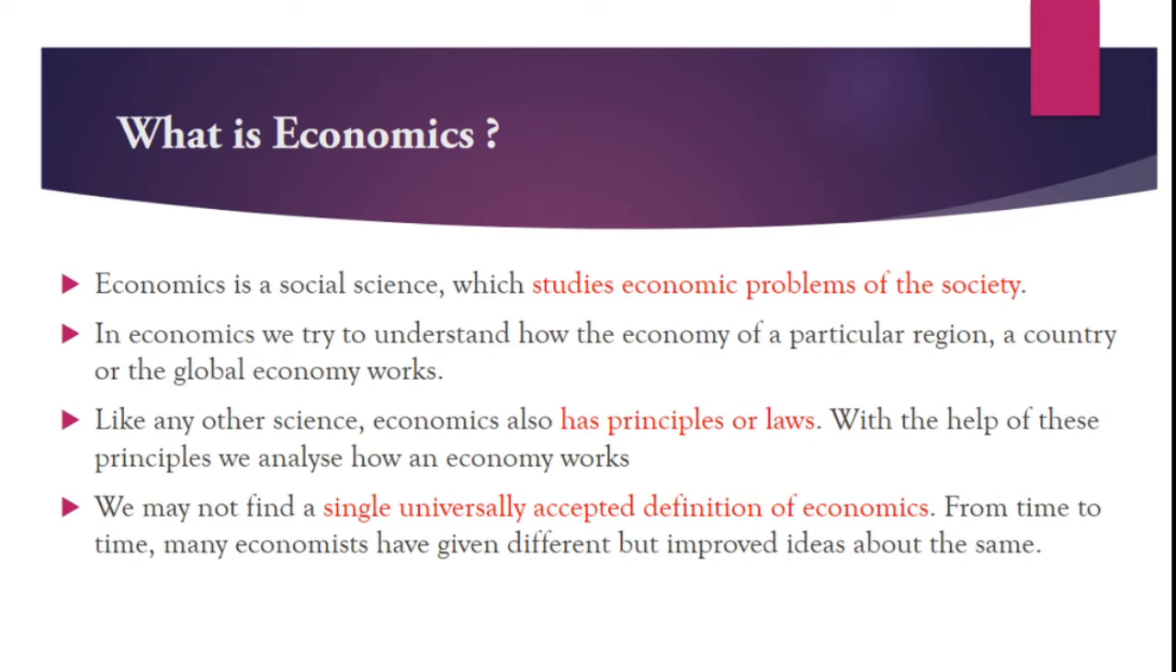What is economics? Economics is a social science. It is dealing with society. Man is a social animal and we derive all the theories in economics about man. So man being a social animal, economics is a study of man and so it is a social science. And in economics, we try to understand how the economy of a particular region, a country, or the global economy works. Economics has got its own laws and principles like any other science.